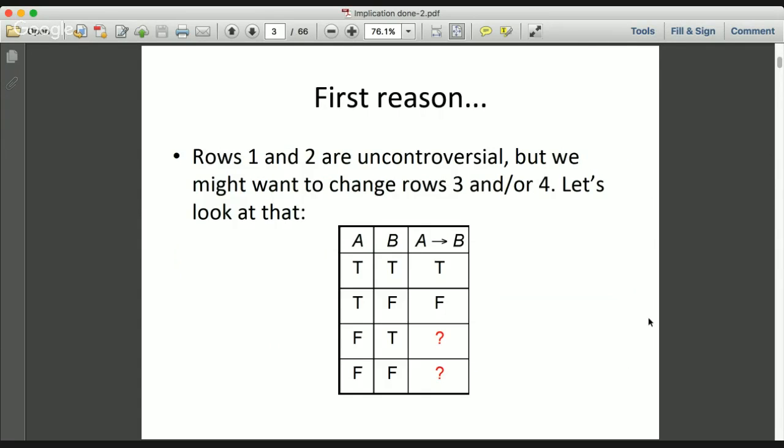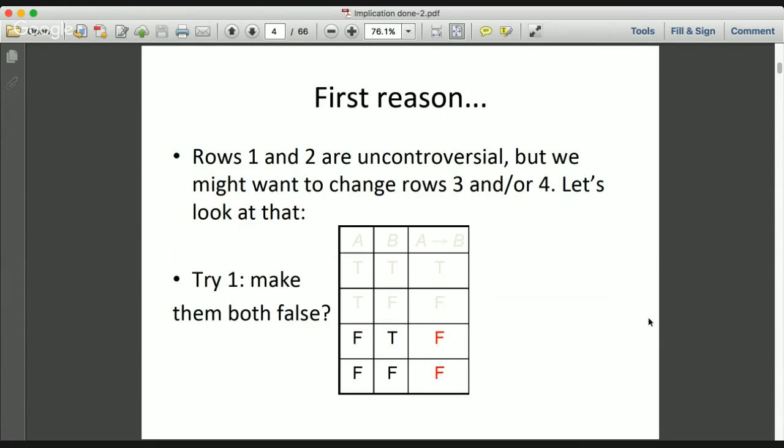So, right. We've got the first row and the second row, and I think everyone's roughly okay with them. If A then B: if it's true that A and it's true that B, then if A then B is true. And similarly, if A holds and B doesn't, then if A then B doesn't hold. That makes sense, I guess. But then the question is, what do we make of the other two? Because they're the ones where most of the problems come in.